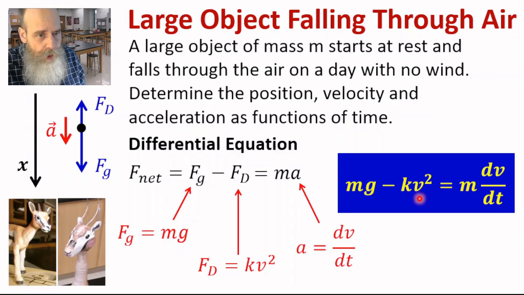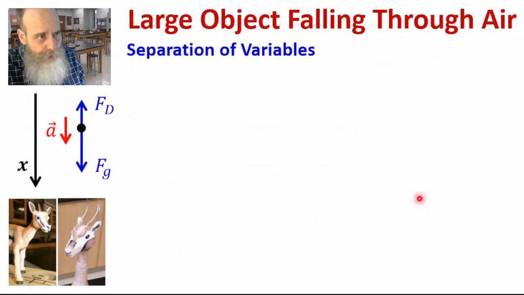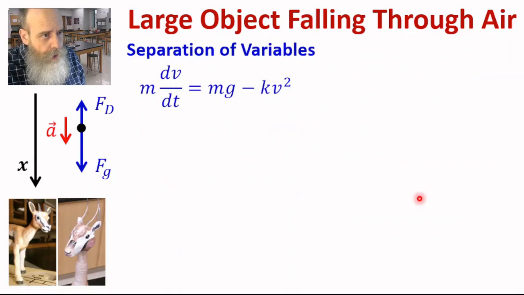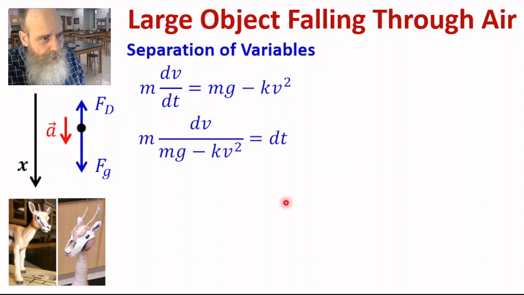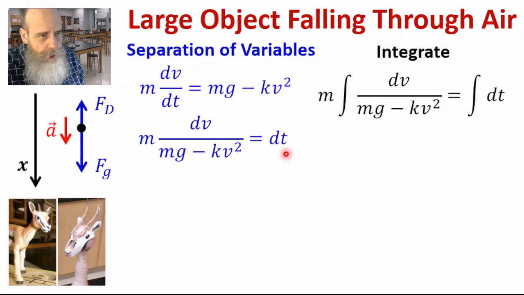Of course, we need to use separation of variables. So here's our equation. Let's divide by mg minus kv squared, multiply by dt, and we get this. Now we have v's on the left side and t's on the right side, so we can integrate. Here's what we get, taking the m out of the integral since m is constant.